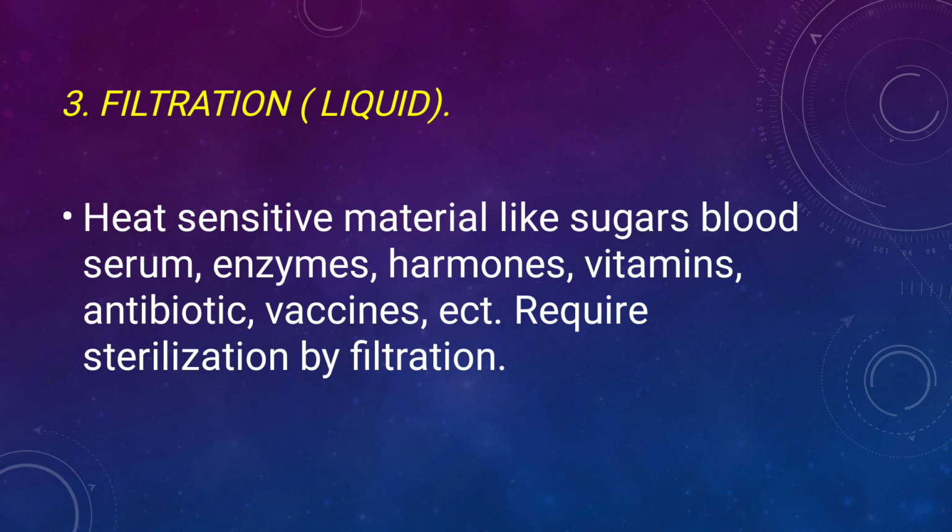Next, the third one is filtration. In filtration, heat sensitive materials like sugars, blood serum, enzymes, hormones, vitamins, antibiotics, vaccines, etc., get sterilized by being filtered through different kinds of filters. For example, Chamberland filters or Seitz filters. These are the names of filters through which the heat sensitive materials get filtered or sterilized. So this is called the filtration method.